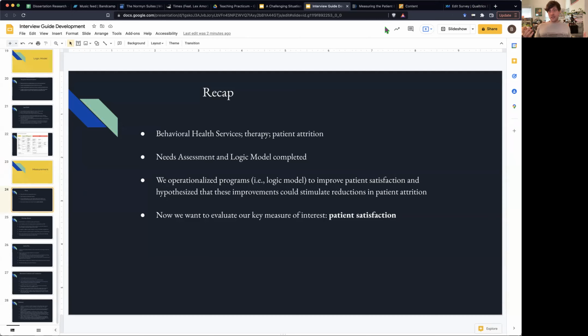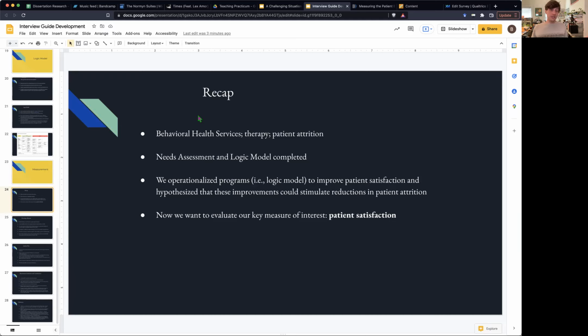we talked about doing a program evaluation for a behavioral health clinic. And so we went through the needs assessment. We completed a logic model, and we were concerned with patient attrition, why patients were leaving and not returning for their appointments. So we operationalized the logic model in a way that we created a number of different programs that were intended to improve patient satisfaction. And we hypothesized that improvements in these relationships could stimulate reductions in patient attrition.